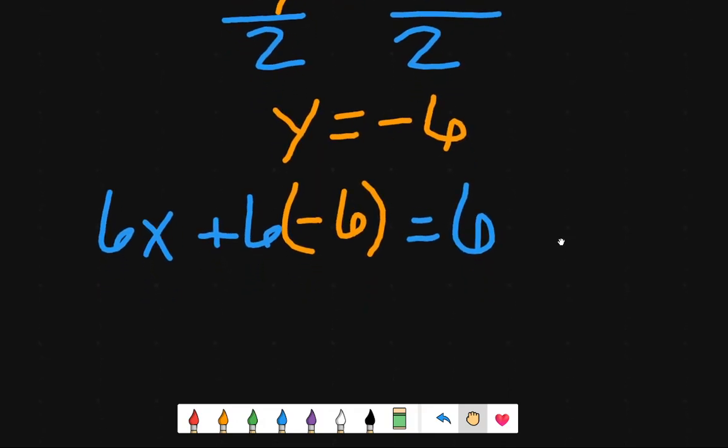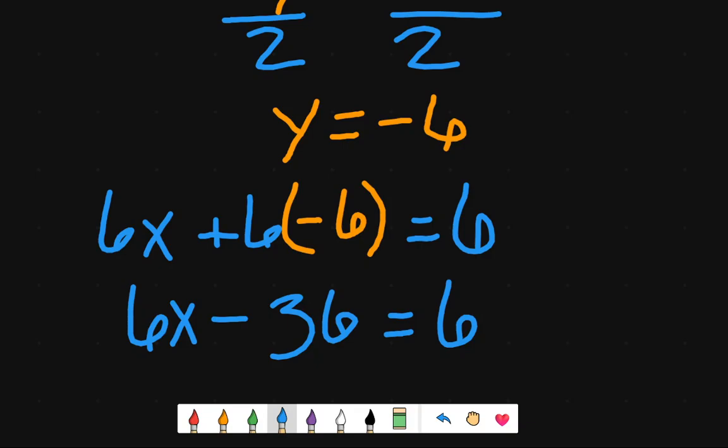Okay, now, once we solve this, we'll have our x. Using the order of operations, we can only do 6 times negative 6 first. So what's 6 times negative 6? Did you say negative 36? That would be correct. And bring your 6x down. 6x minus 36 is equal to 6.